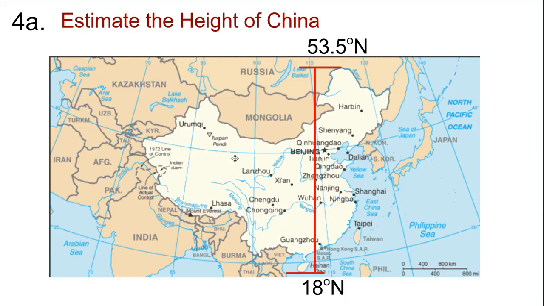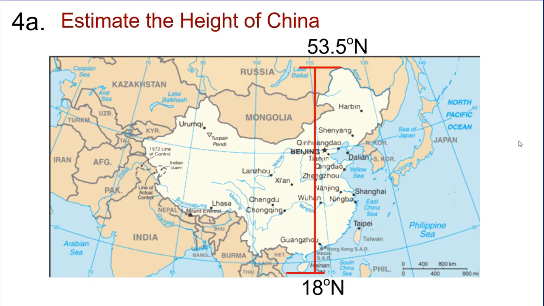They're kind of cool. All right, so 4A. Estimate the height of China. Over here, we've got 2 points. The highest point of China is along the 53rd and a half parallel, and then the lowest point near Hainan Island here is going to be 18 degrees north. So we want to estimate what is the actual height of China.